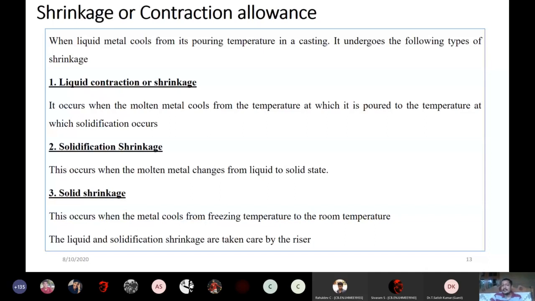So the liquid and solidification shrinkage are taken care of by the riser.